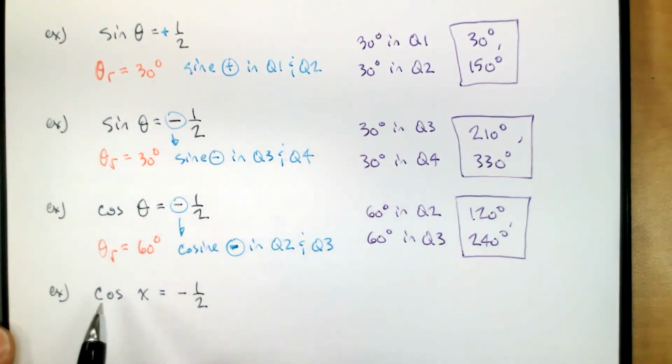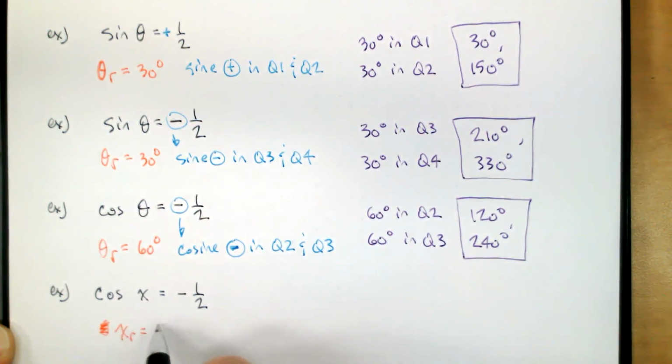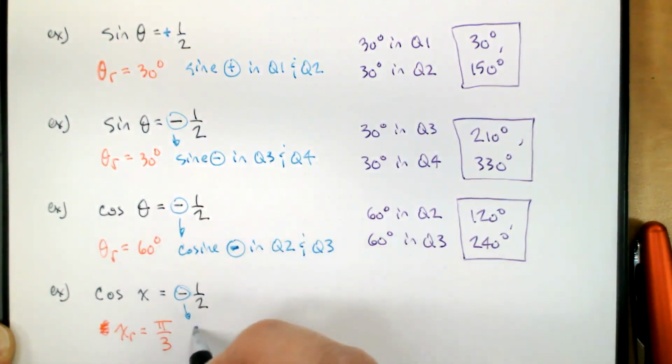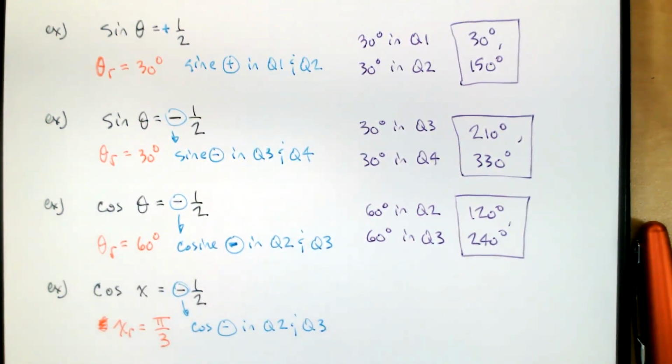So we might see cosine is 1/2 and think 60 degrees. And then go, oh, dang it, radians, pi over 3. We just switch it over to radians. So our reference angle, x reference, is pi over 3. We're just thinking in radians. Still negative, so cosine is negative in quadrant 2 and quadrant 3. So now I just take the reference angle and put it in quadrant 2 and quadrant 3.